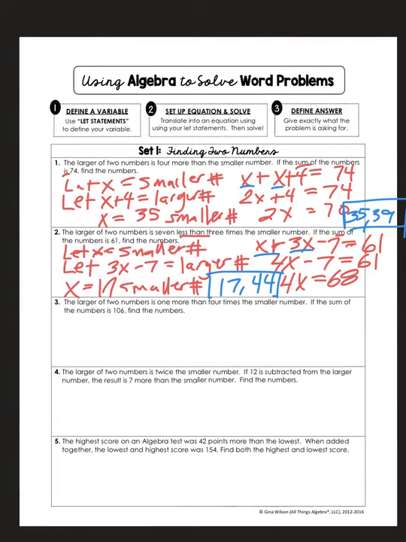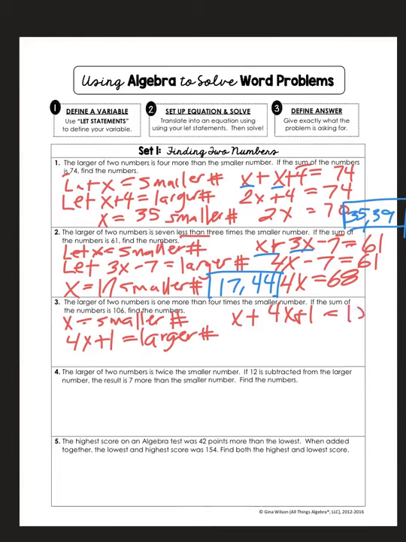The larger of two numbers is one more than 4 times the smaller number. So x equals smaller number. And then the larger number is one more than 4 times. So 4x plus 1 equals the larger number. Okay. If the sum, so we're adding, of the numbers is 106, so that's equals, so we have x plus 4x plus 1 equals 106.